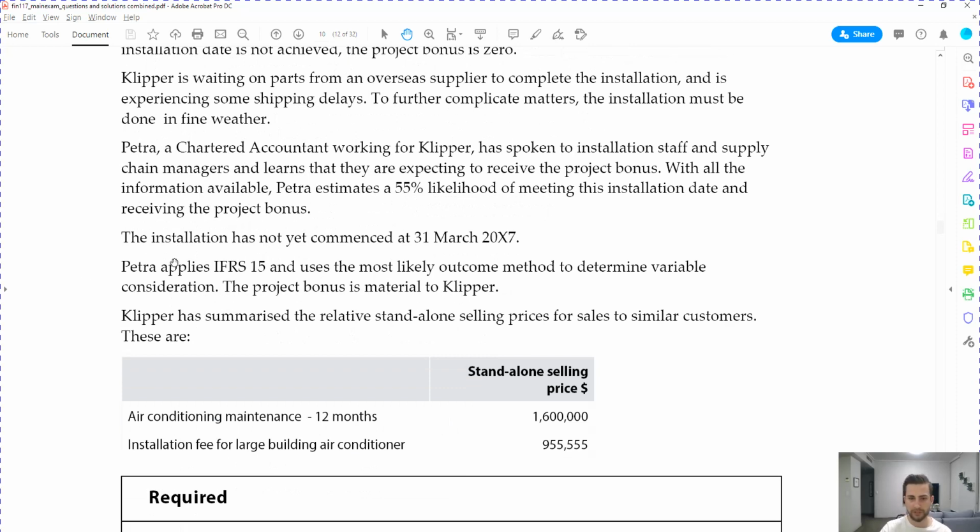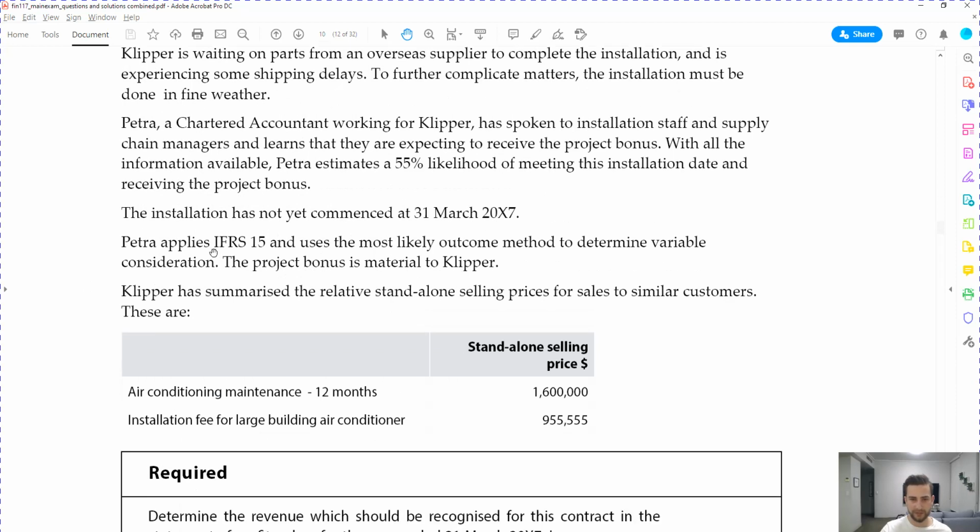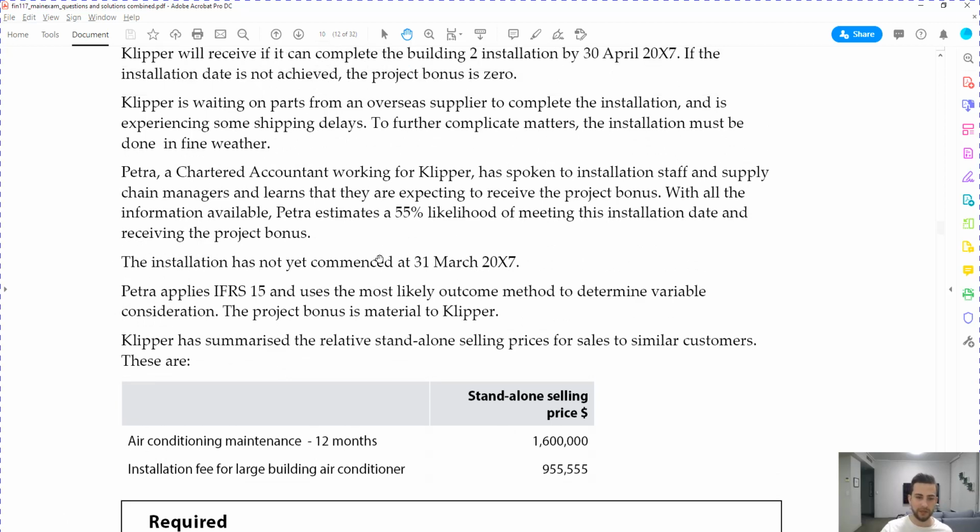Clipper has summarized the relative standalone selling prices for sales similar to sales to similar customers. These are $1.6 million for air conditioning maintenance for 12 months and $955,555 installation fee for larger building air conditioning.